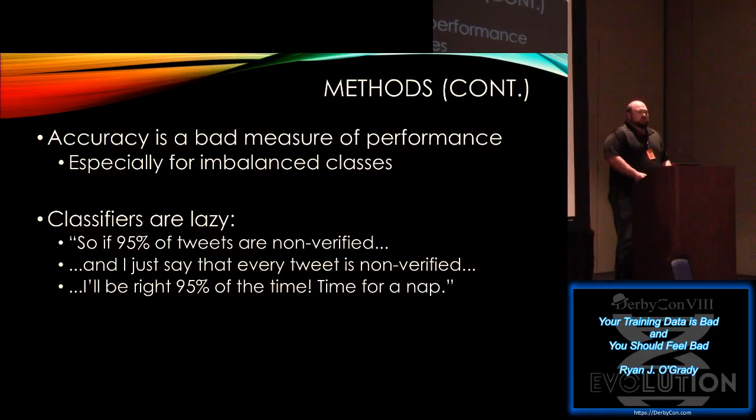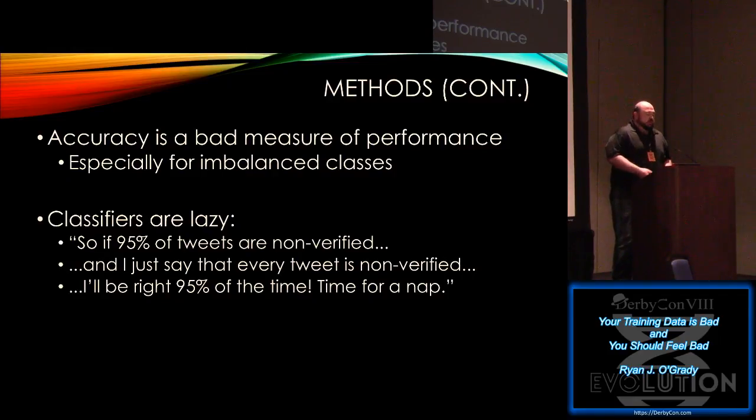So how did I actually measure the performance of these classifiers? Well, the first thing you're going to find if you start looking in machine learning is accuracy. Accuracy is a garbage metric. I didn't use it for reasons I'll explain. It's especially bad for what are called imbalanced classes, which for verified, that's exactly what it is. 95% of accounts are unverified. So what does that mean? If I'm a lazy machine learning classifier and I just say, yeah, sure, it's unverified, I'm going to be right 95% of the time. But I didn't do anything.